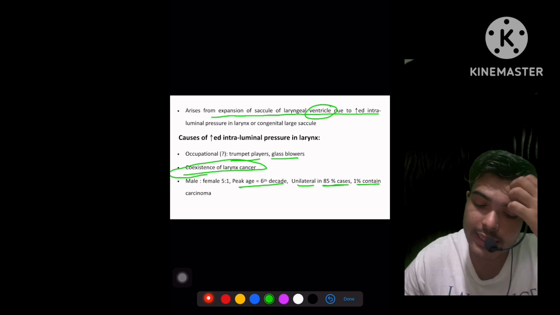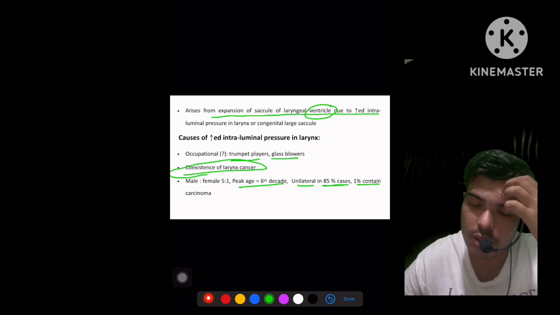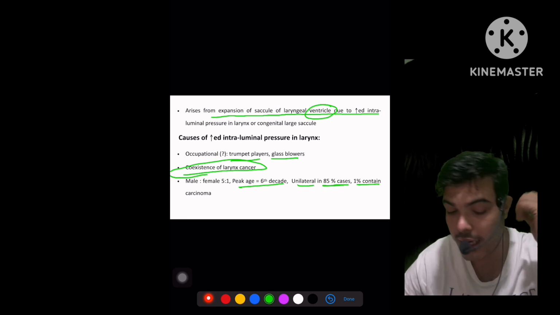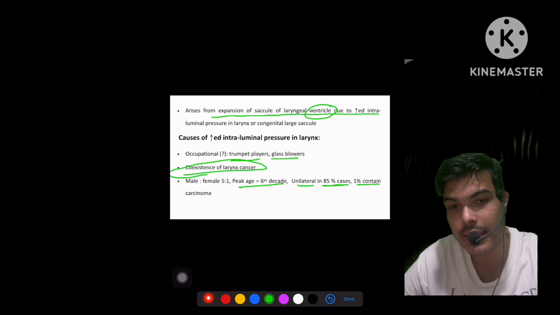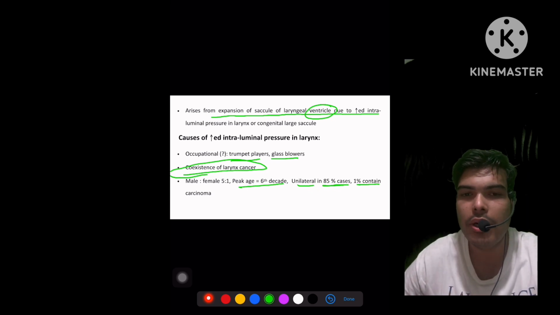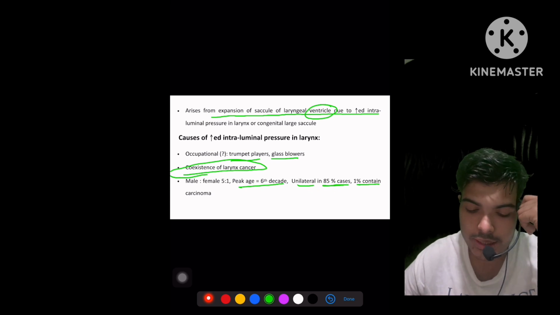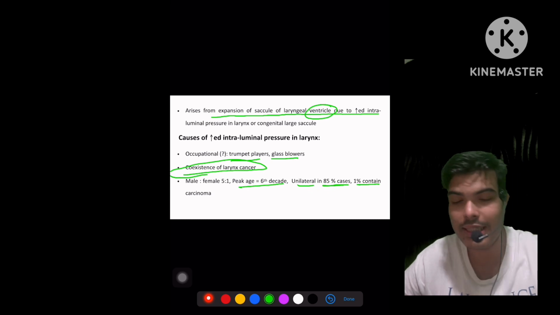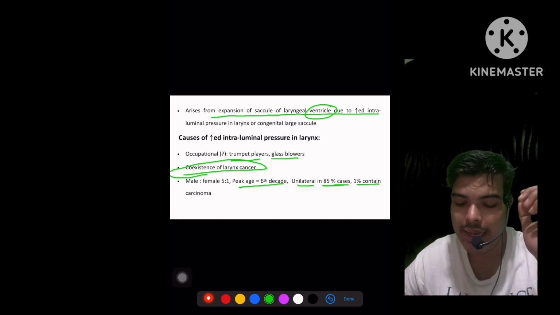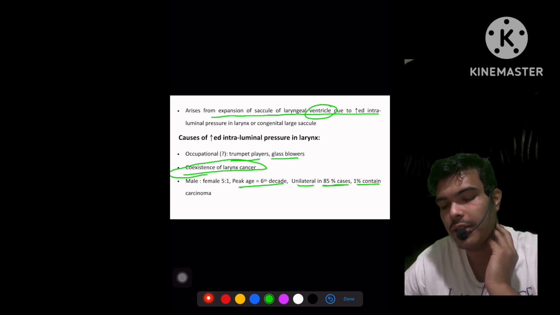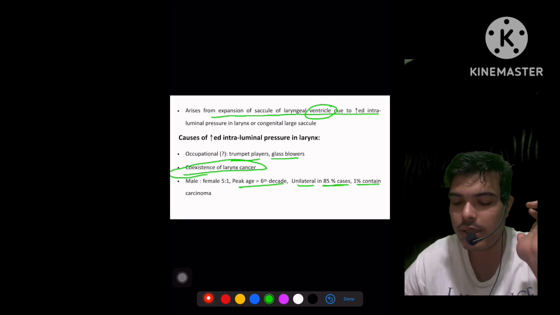Now the swelling enlarges on valsalva. Like the cystic hygroma, it also enlarged during valsalva, but children cannot do valsalva, right? So the only way to increase the pressure is by crying. It can be internal, external or combined. Internal means it is totally towards the endolarynx. External means it's a pouch which is seen externally. And combined looks like a dumbbell, right?